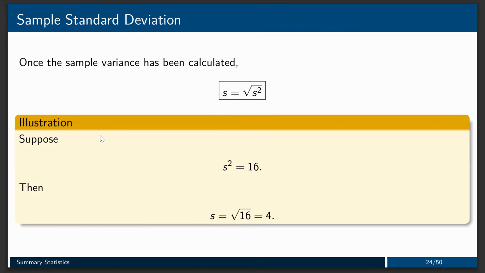Once the sample variance has been calculated, we have s equals the square root of s squared. You just find the square root of the variance to find the standard deviation. So the standard deviation is not a separate calculation you do on its own. The most important step is to find the variance. Once you find the variance, you can find the standard deviation by taking the positive square root of the variance. So suppose s squared is equal to 16, then we say that s, the standard deviation, is the square root of 16, and that's equal to 4.